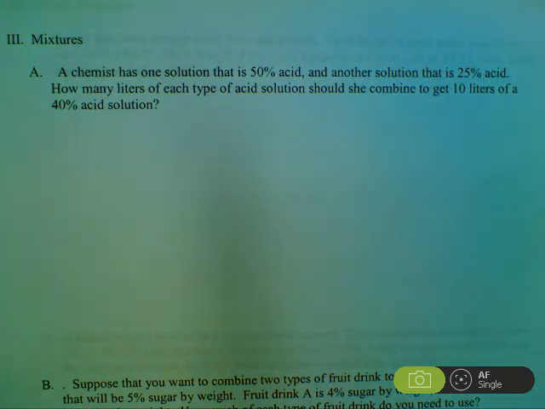Today we're going to talk about mixture problems. In mixture problems, you're usually going to be dealing with chemicals, you're going to have percentages, and they're going to look a lot more overwhelming than they really are.